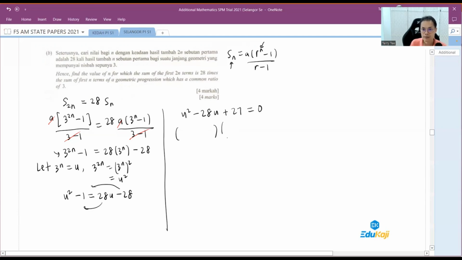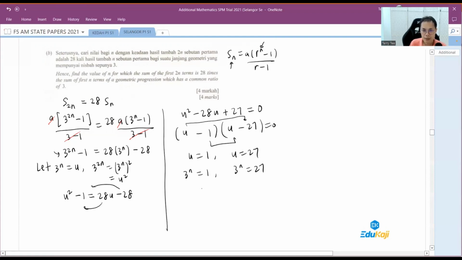So let's double bracket factorize and solve for u. This will be u 27 1, and both are minus. To get negative 28, this must be minus 27 minus 1. So my u is 1 and 27. And remember, u is 3 power n. So we're going to replace it back, 3 power n, 3 power n, right?